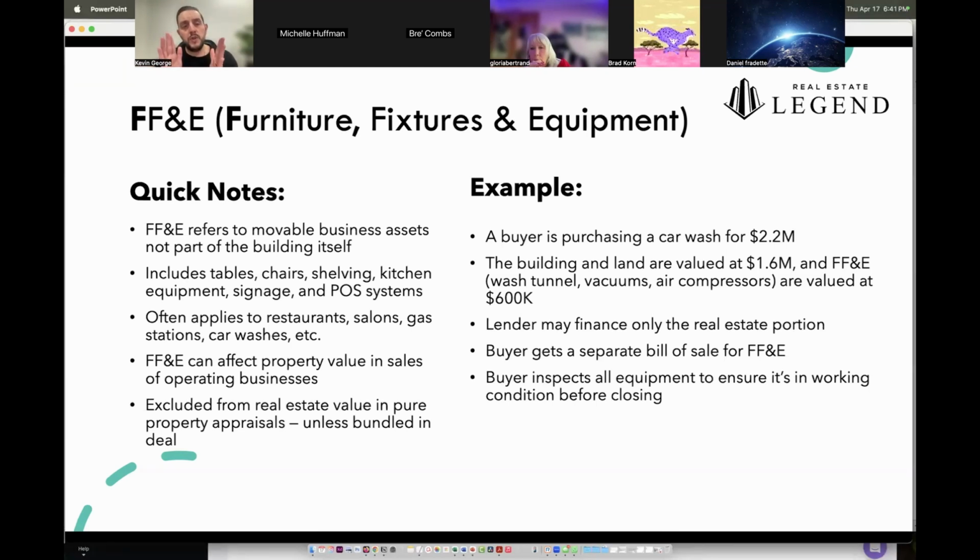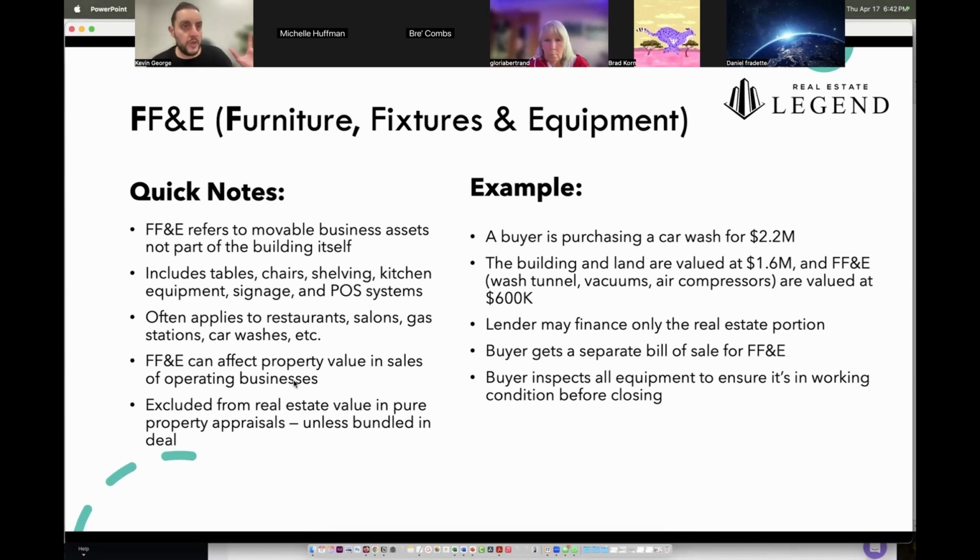And so you would get a separate bill. If you're buying all the furniture, fixtures, and equipment, it would be done on a different bill of sale. A bill of sale is that document where you can write down anything movable, all the chattel. It also helps the buyer inspect these items too. The buyer wants to make sure all that stuff is working, the vacuums are working, and whatever it is, everything is working. So that's very important when you're buying something, to get all the FF&E figured out.